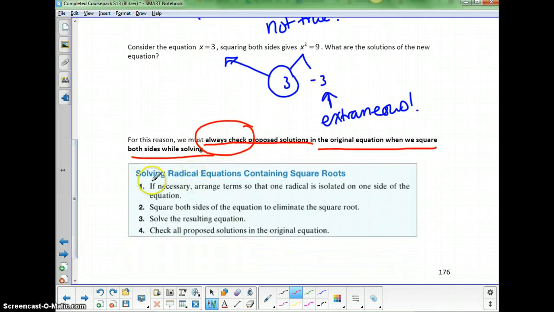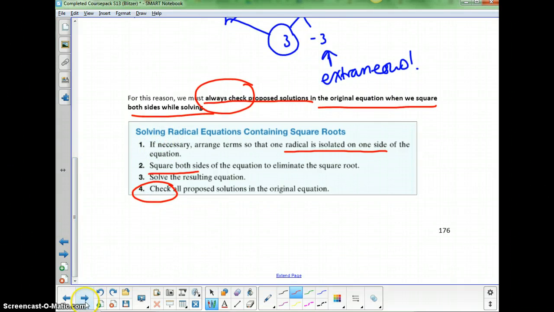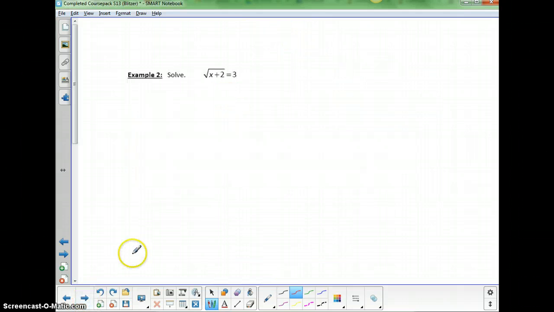When I'm solving an equation containing radicals, if necessary, I want to rearrange first so that the radical is isolated on one side of the equation. I want it by itself. Then I'm going to square both sides, solve the result, and very important, we're going to check. Checking is usually optional when solving equations. It is absolutely not optional in radical equations. We've got a very good chance of getting extraneous solutions. So we must check. I can't emphasize that enough.